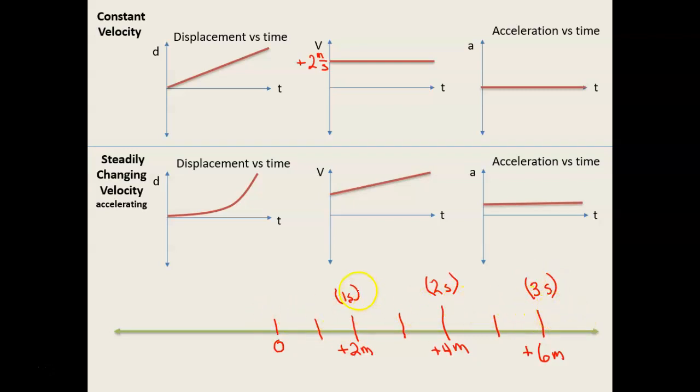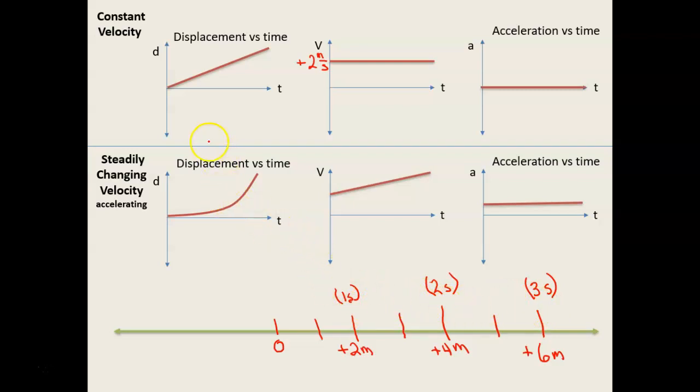really interchangeable. So we could call it distance, we can call it displacement, because if we're moving in the same direction, the distance is going to be equal to the displacement. The displacement simply includes a direction with it. Okay, but anyway, so if we're moving at 2 meters every second, after 1 second we've gone 2 meters, after 2 seconds we've gone 4 meters, after 3 seconds we've gone 6 meters.